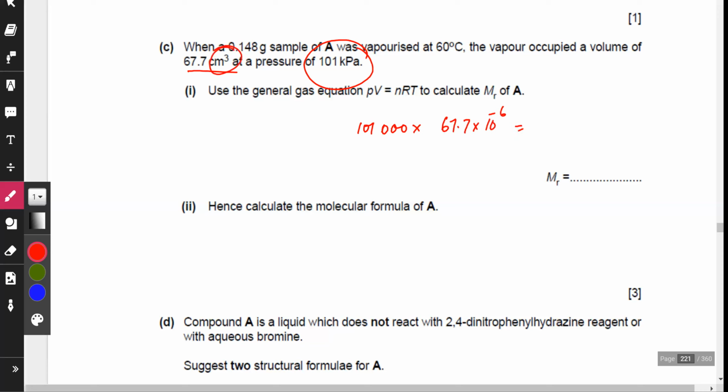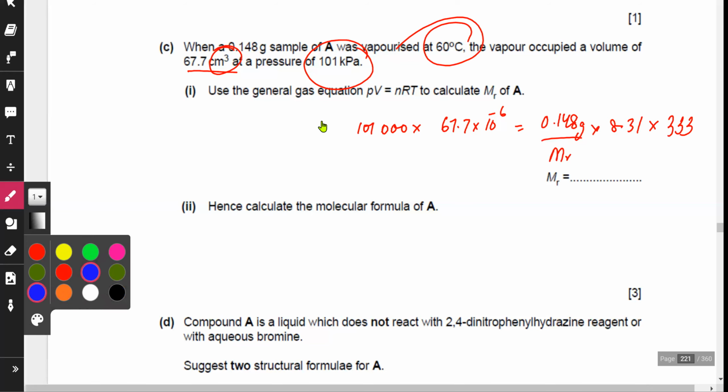And n is the number of moles, so moles is 0.148 grams mass divided by Mr. R is given in the data booklet as 8.31. The temperature should be in Kelvin, so it's going to be 273 plus 60. So I think it's going to be 333. Whenever you use this, the pressure should be in pascals, this should be in meter cube. Try and solve this and tell me what the answer is.